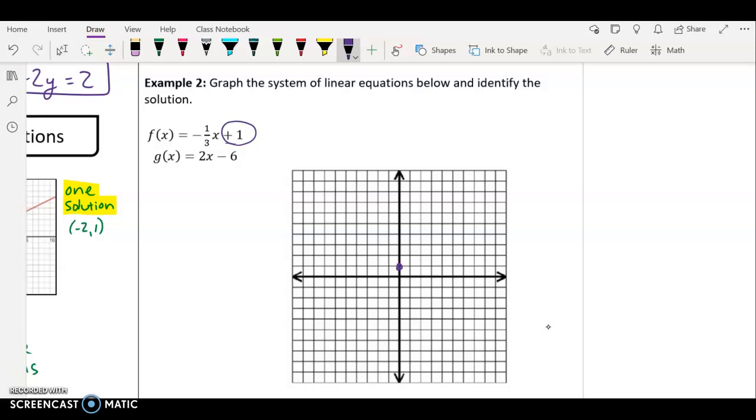Okay. Then I look at my slope. Now my slope is -1 over 3. Remember, negative means we go down 1, and we always go right. Always start out going right. So I'm going to start at my y-intercept at 1, and I'm going to go down 1, right 3, and put a point. I'm going to do it again.